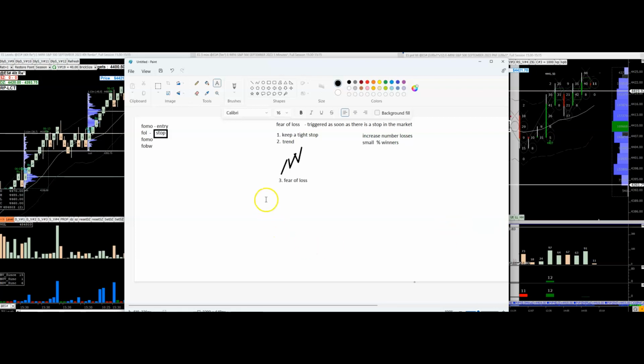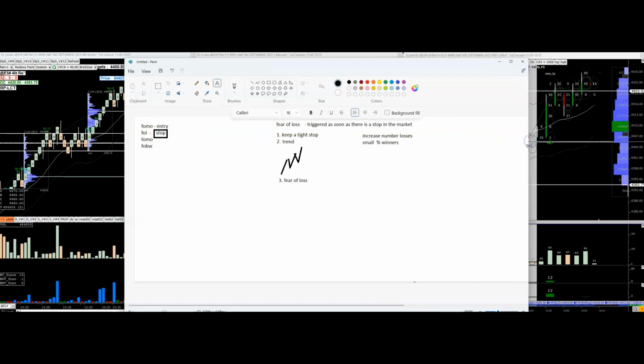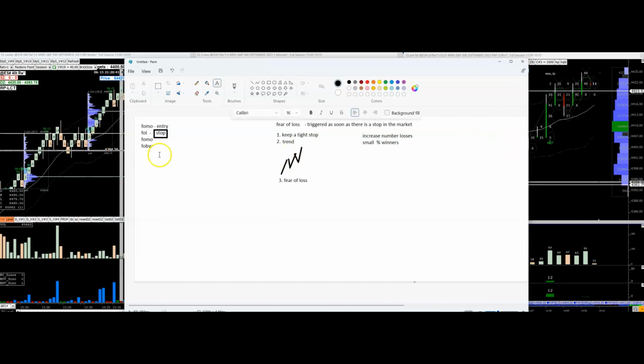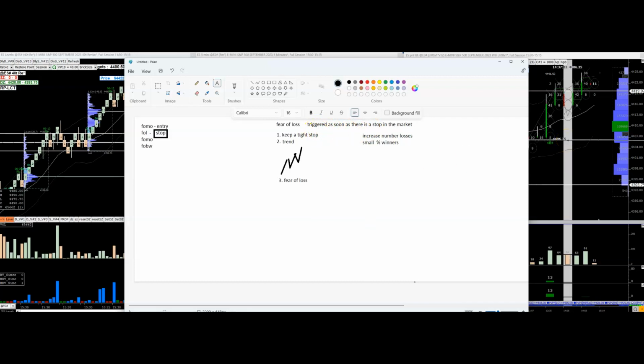The entry is triggered by FOMO, but I'm not going to go into FOMO. I want to focus specifically on this, and what I'm going to be explaining now is extremely important, because again, you're not going to find this on YouTube. All right, the fear of loss focuses on stops. It causes an increased number of losses and a small percentage of winners, and it starts as soon as you enter your stop in the market. You are under the influence of a fear of loss.